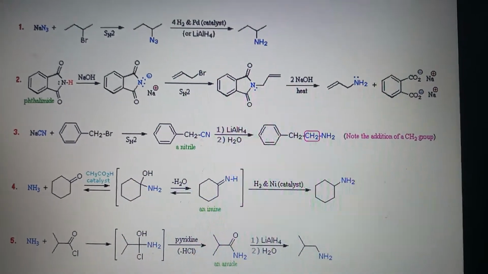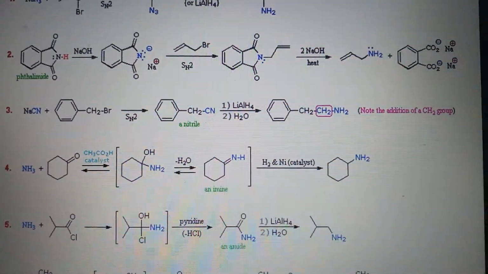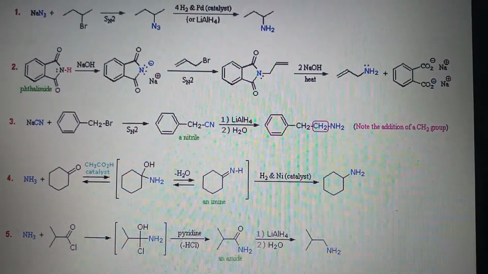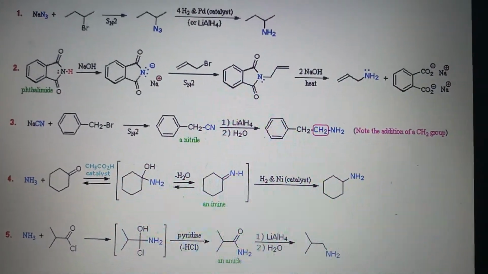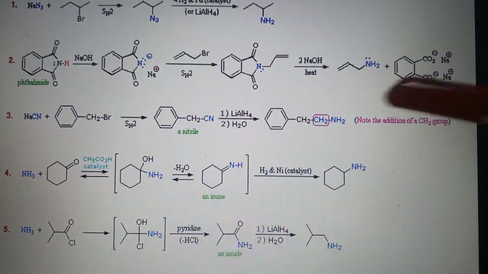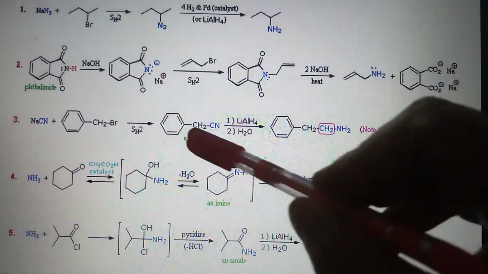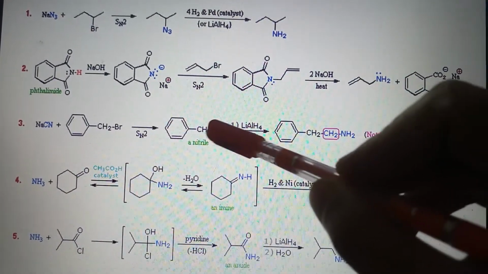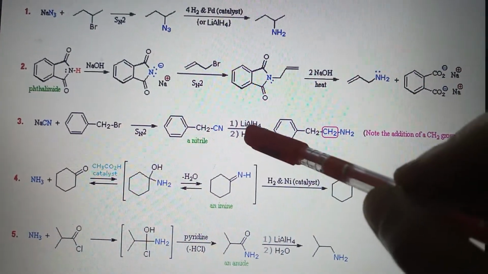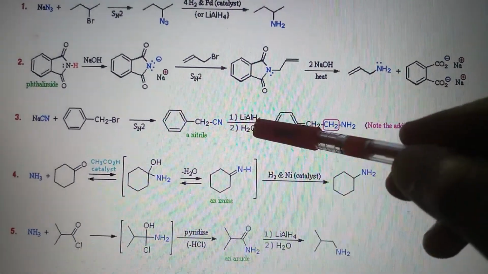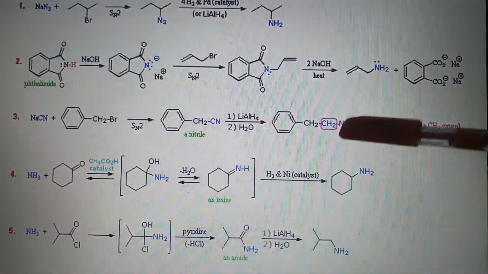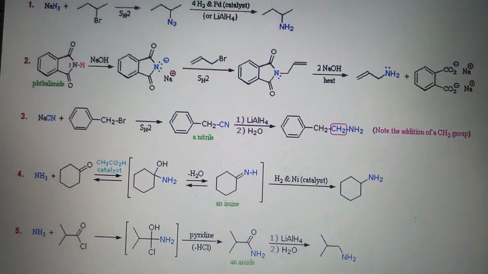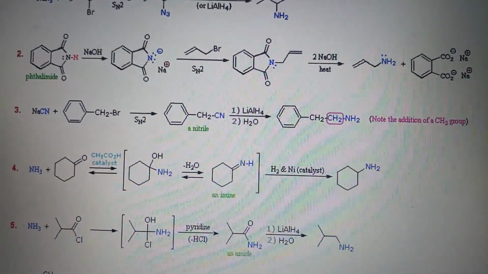Example 3 is similar in nature but extends the carbon system by a methylene group. Here you can see the product of the first step is a nitrile, and we can reduce it in the presence of lithium aluminum hydride and water, giving an insertion of a CH2 group here, addition of another CH2 group.